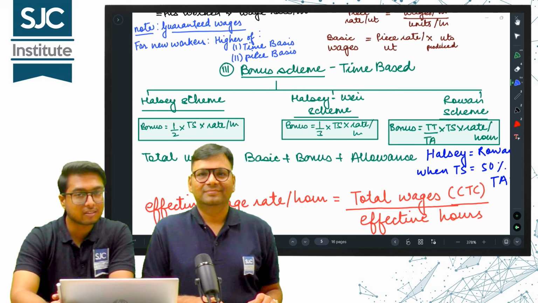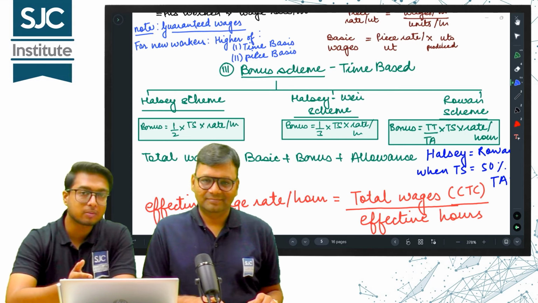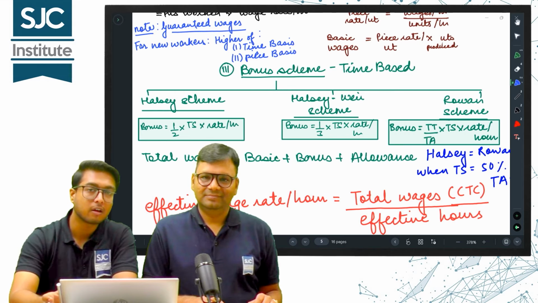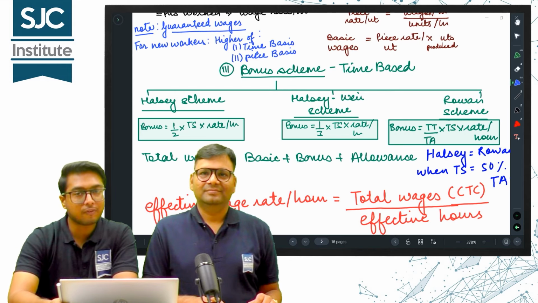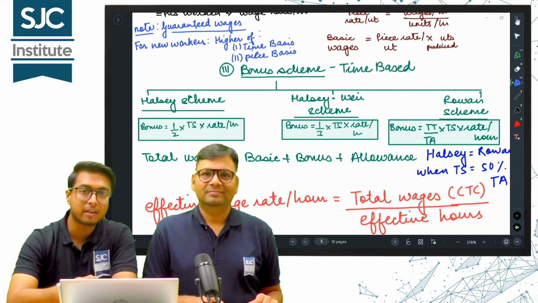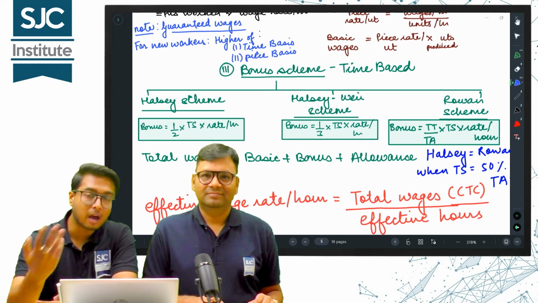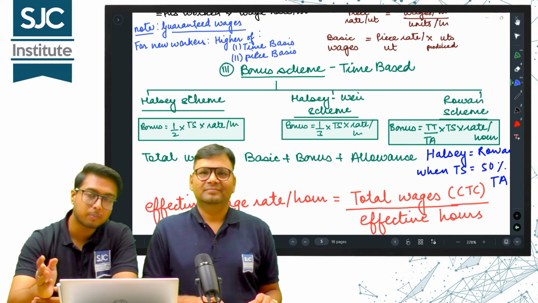First one is Halsey scheme. As the name suggests, Halsey means half goes to the management and half remains with the worker. So the formula here is half into time saved into rate per hour. Second one, Halsey-Weir scheme. Here 1/3 remains with the worker. That means the formula is 1/3 into time saved into rate per hour. And the last, Rowan scheme. Here it is allowed on the basis of time allowed. That is time taken upon time allowed into time saved into rate per hour.